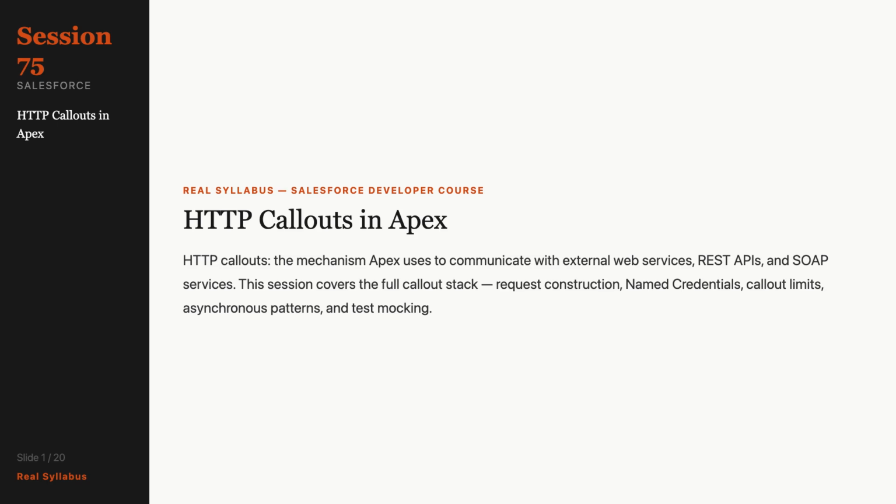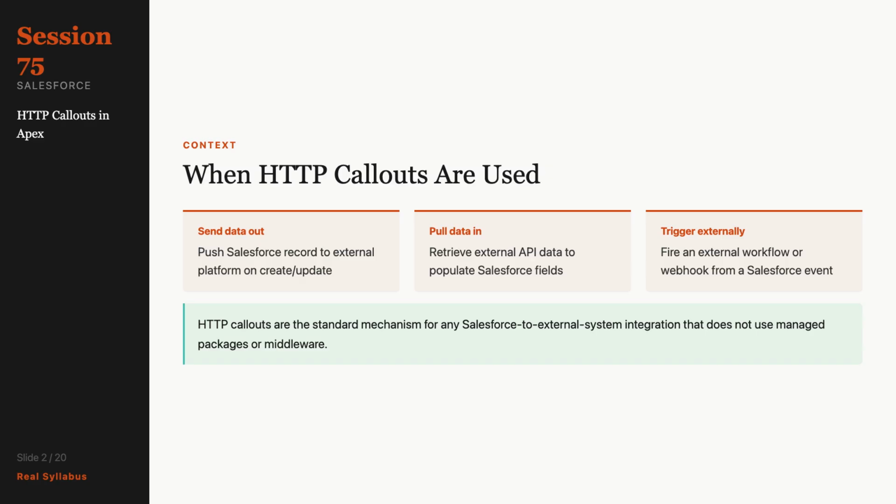Session 75. HTTP Callouts. The mechanism Apex uses to communicate with external web services, REST APIs, and SOAP services. This session covers the full callout stack: request construction, named credentials, callout limits, asynchronous callout patterns, and test mocking.